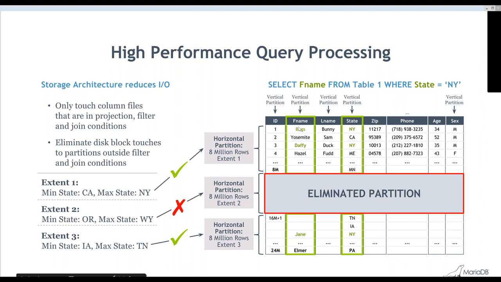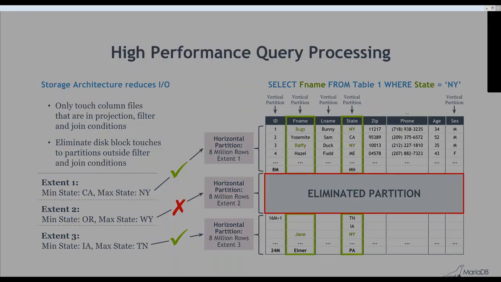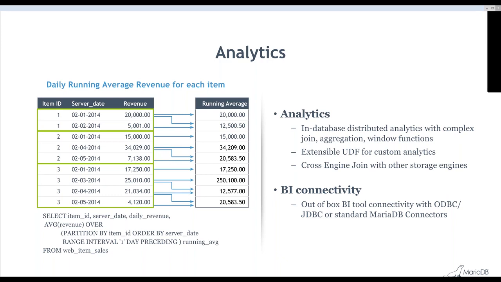So now the execution will be passed down to the PMs that hold these two extents. Let's say that it's a two-node system and these are on two different nodes. The operation to scan state will be passed down to PM1, and it will scan and look for all the rows that have value New York. The same will happen on node PM2. Once we've identified the state rows that match, there's a second operation which projects the columns in the first name column from the columns in the state column. These rows are then passed back to the UM, and then they're joined and returned back to the user.